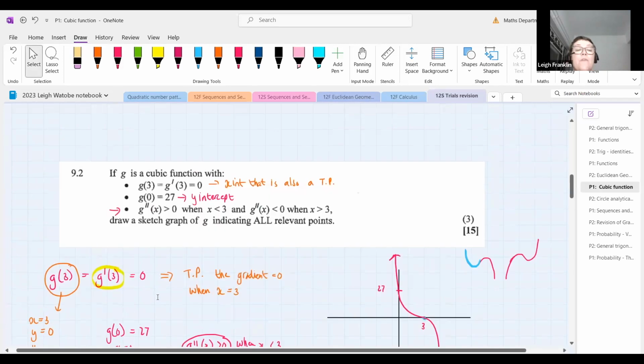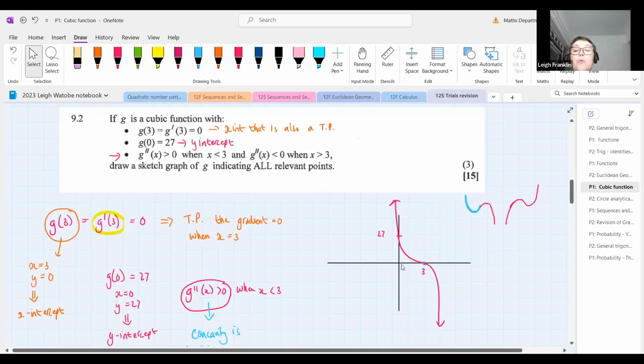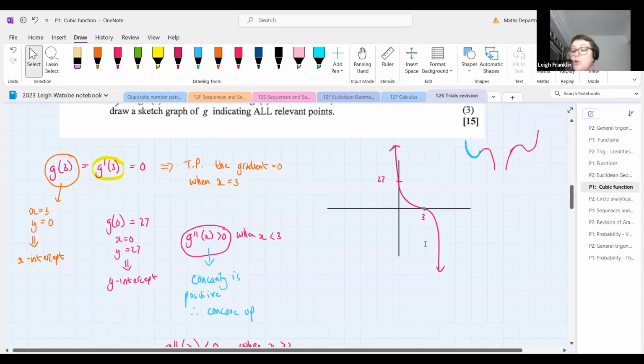All right, so they've asked us to draw a sketch of this graph indicating all relevant points. So we have to show the coordinates at turning points and intercepts with axes. All right, so 3 is a turning point, point of inflection, and an x-intercept. Everybody happy with that?